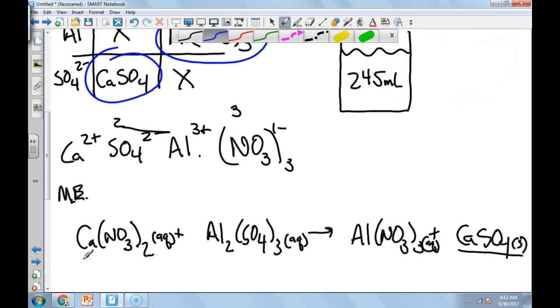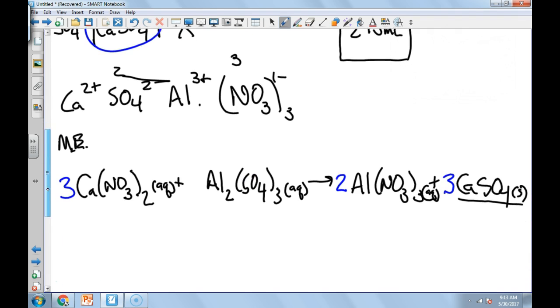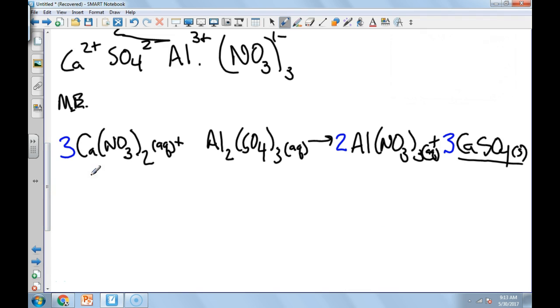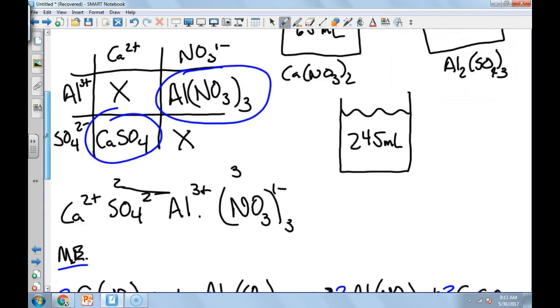So let's get this going here. Calcium, we have one of each, so that's balanced. But the nitrates, we have 2 on this side and 3 here. So we're going to have to put a 2 here. That gives us 6 nitrates and a 3 there. Now, notice that gives us 3 calciums. So if we put a 3 here, that gives us 3 calciums. And we also have 3 sulfates and 3 sulfates. So that guy is balanced. Okay, so that's a balanced molecular equation.